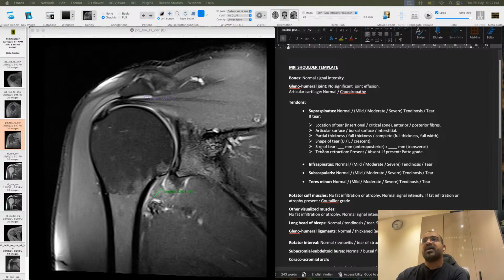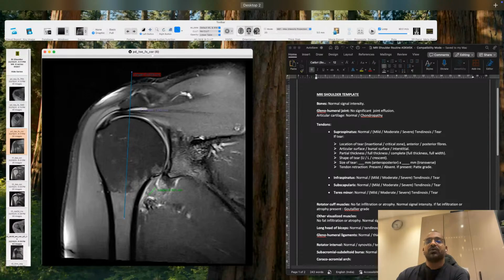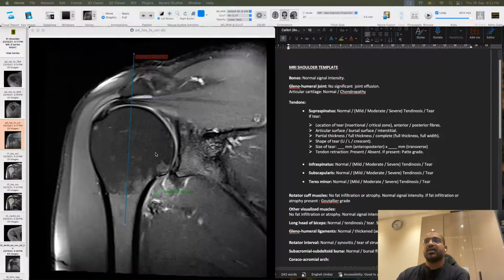Size of tear, AP diameter and transverse diameter. Then retraction. If there is a full thickness tear of supraspinatus tendon, then usually we'll have retraction. Whether it can be like a stage 1 retraction, stage 2 retraction, or stage 3 retraction. So anything till this is stage 1, mid-humeral level stage 2, and beyond this is stage 3 retraction. So this is about this tear, what we have to see.